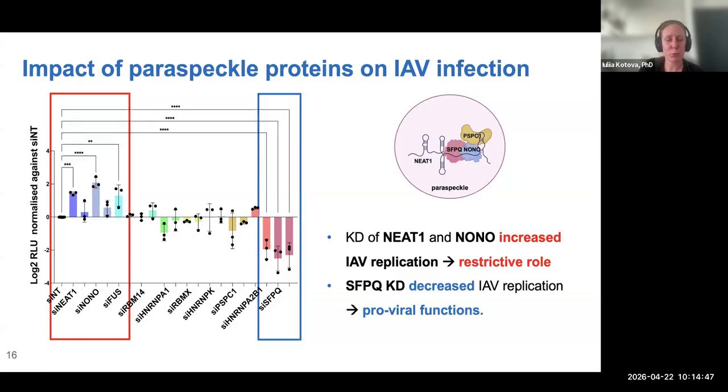And we thought that there should be some duality in this phenotype. Because SFPQ was shown before, and it's very difficult to work with NEAT1 because it's very long, we focused on NONO, because after NEAT1, it has the strongest phenotype in restricting the infection.